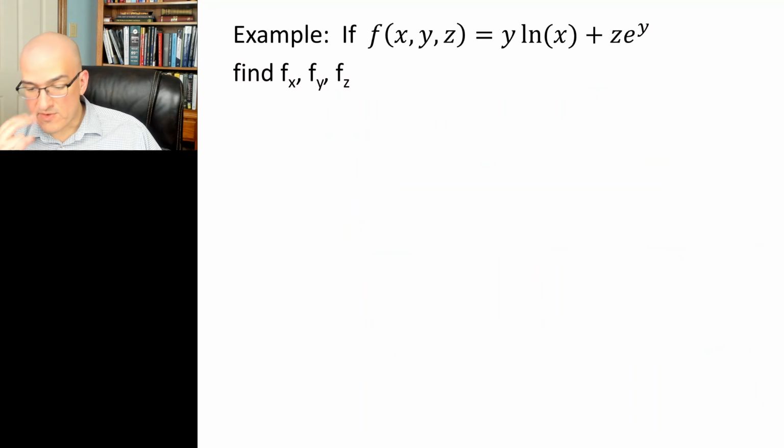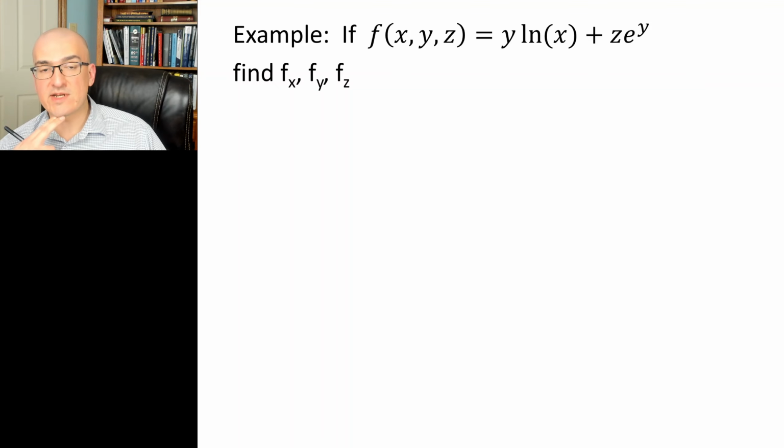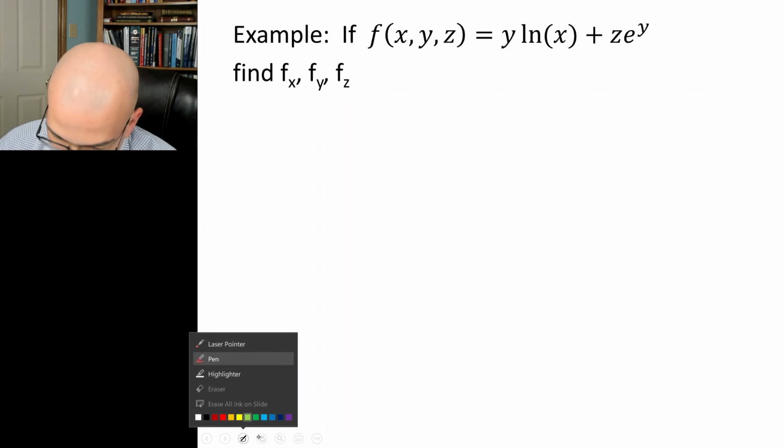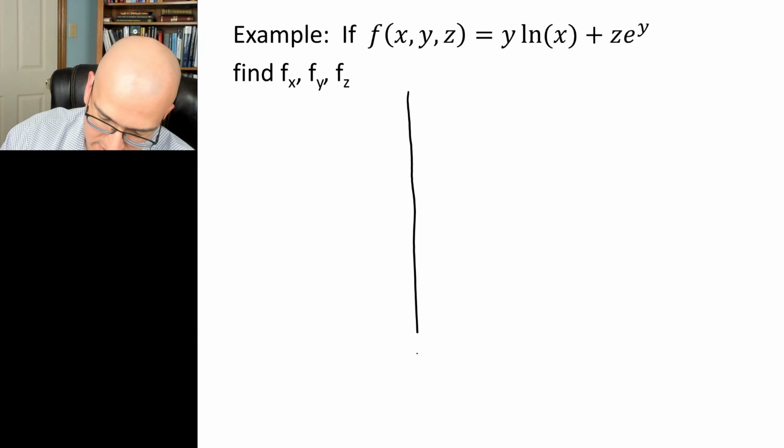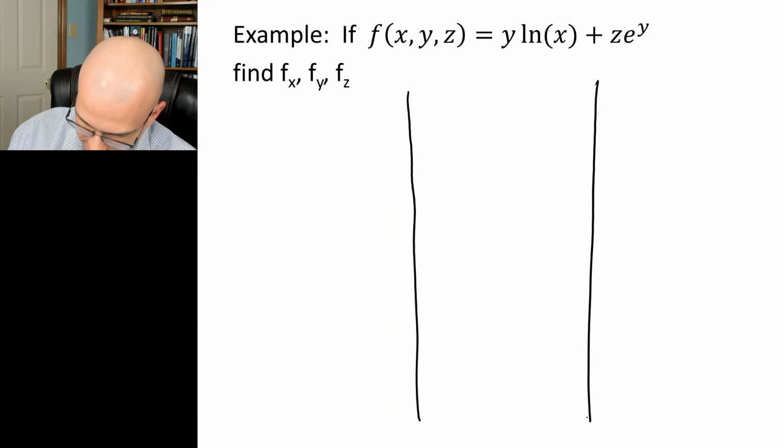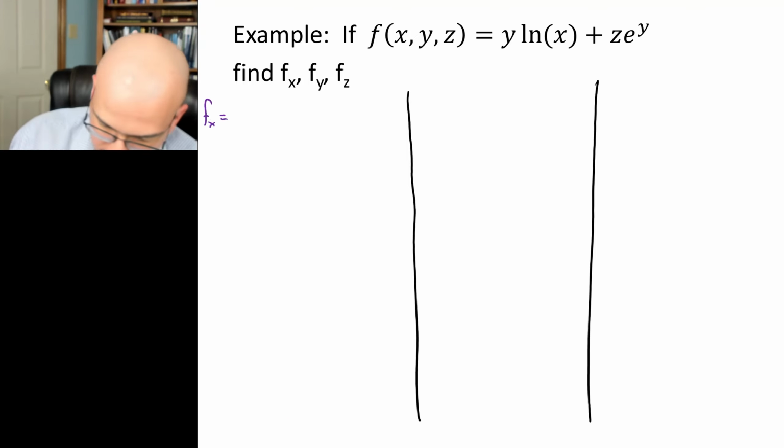So let's look at a concrete example. I want to find the 3 different first derivatives, f_x, f_y, and f_z, for this function. So I'm going to split the screen into 3. Hope that's enough space. So we'll start with f sub x. We'll take the x derivative of the first term, y times ln of x, plus the x derivative of the second term, z e to the y.